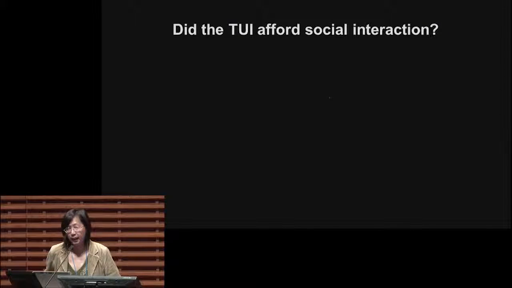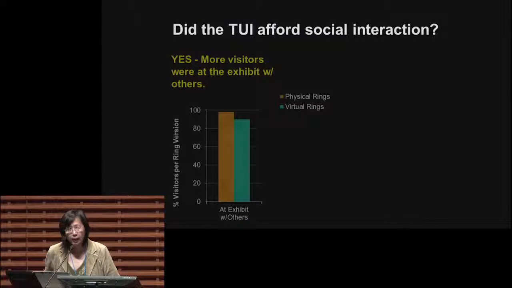So finally, did the physical rings afford social interaction? There are different ways of thinking about social interaction. We thought about it in the simplest way first, which was, were they at the table with other visitors? In both cases, very high. So definitely in both cases, it's a multi-user exhibit. But there were slightly more visitors at the table with other visitors with the physical rings. So definitely more opportunities to have productive social interactions.